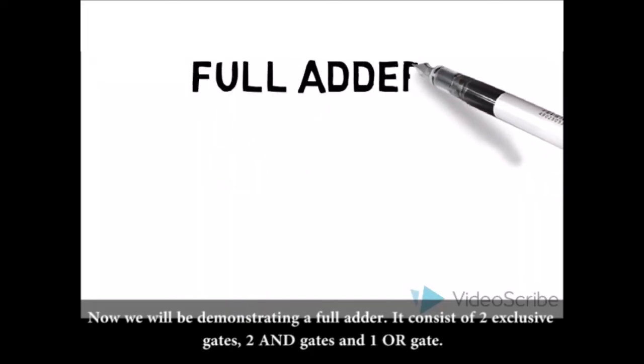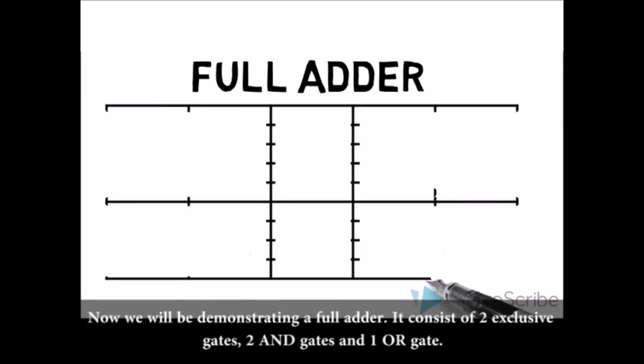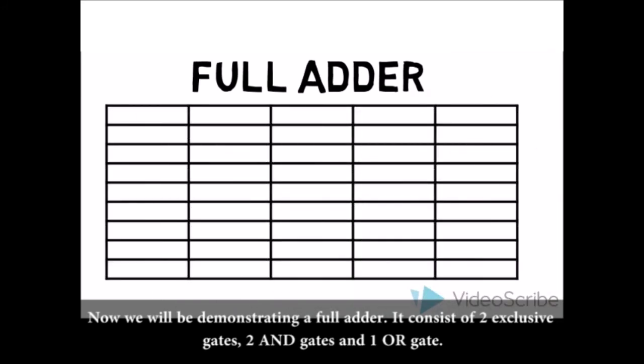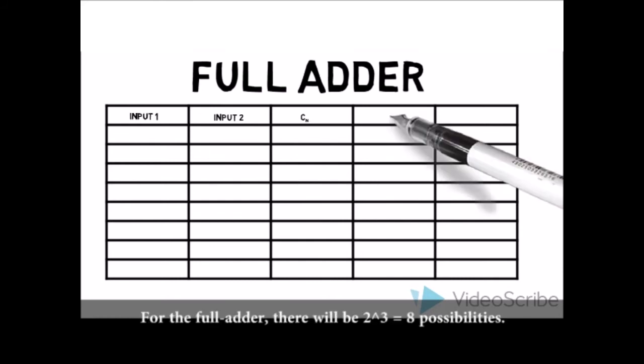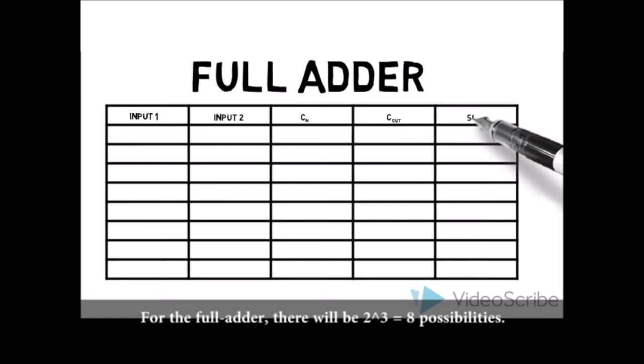Now, we will be demonstrating a full adder. It consists of two exclusive gates, two AND gates, and one OR gate. These 5 gates play an important role in the binary counting, which we will be showcasing in the demonstration. For the full adder, there will be 2 to the power of 3, which is 8 possibilities.